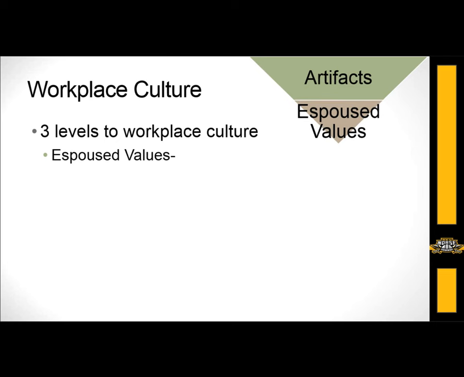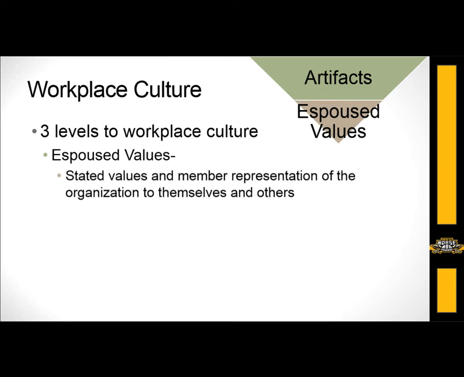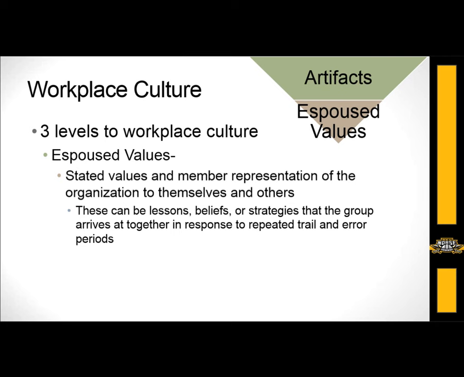Now, those espoused values, a little bit different. These are going to be stated values and member representation of the organization to themselves and others. So these can be not seen as easy, but we can observe these. So lessons, beliefs, strategies that group arrives at together in response to repeated trial and error, all different things like that. So that's where we write the things like our mission statements, our vision statements. What is our philosophy in the organization? This is going to be part of that espoused value.